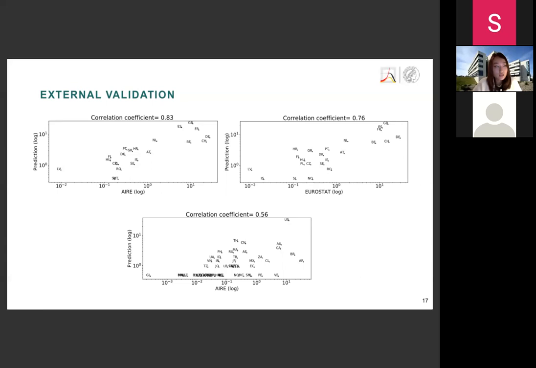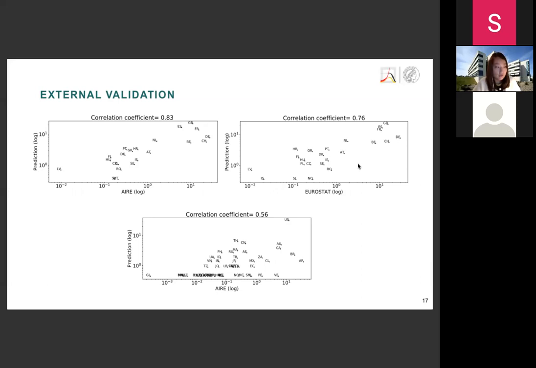Secondly, in the top row, we observe a good agreement between our predictions and the official data for European countries. First is the IRE data, and second is the Eurostat data, with a correlation coefficient of 0.83 while looking at IRE data, the Italian register data, and 0.76 while looking at the Eurostat data.